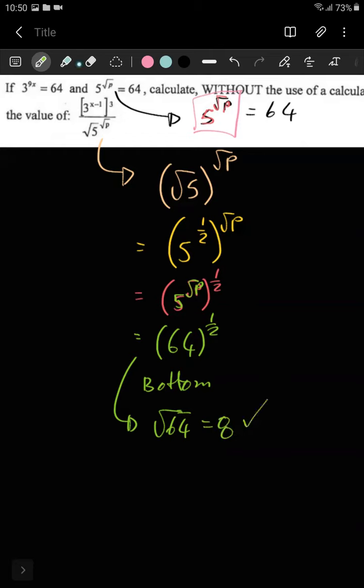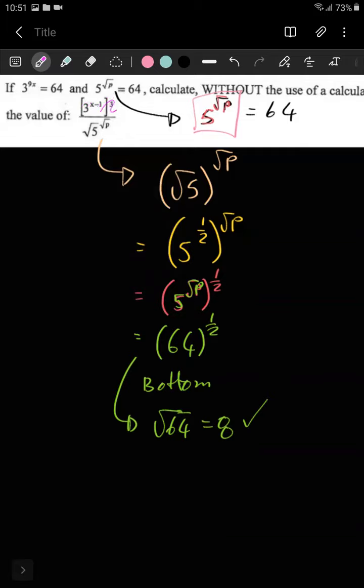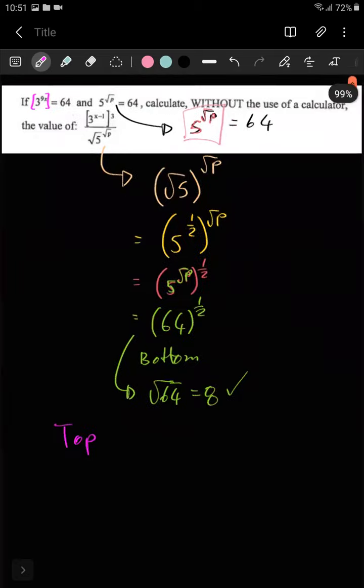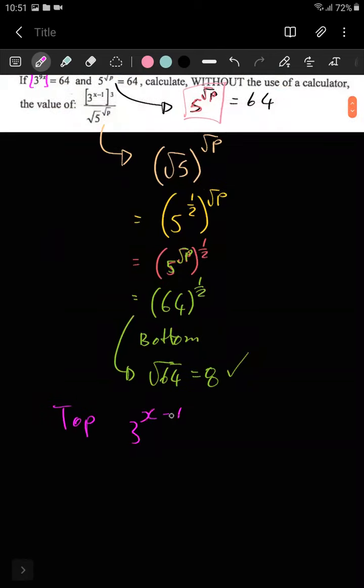Perfect. Whatever we did for the bottom, we're going to use somewhat the same analogy for the top. For the top, we're going to restructure this until we can clearly see something that is 3 to the power of 9x. So for the top, we can clearly see we have 3 to the power of x minus 1, and then that whole thing is to the power of 3. Our exponential laws tell us that this exponent has to be multiplied by 3, so we'll have that.